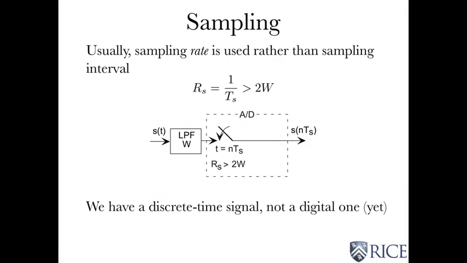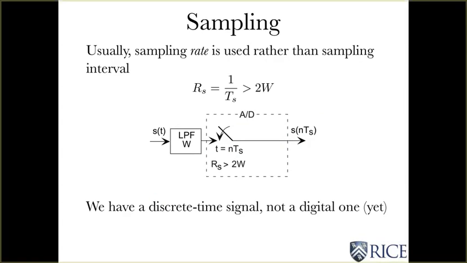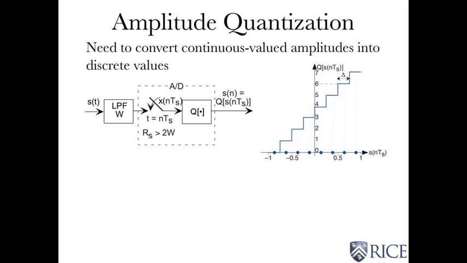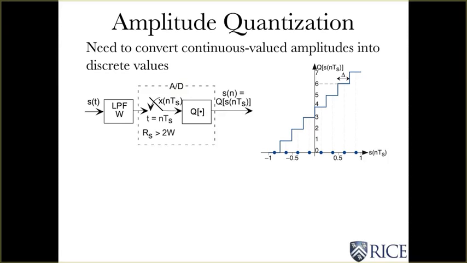We have a discrete time signal. Discrete time means we only have the signal values every T sub s seconds. But it's not digital yet, because the values coming out of here are continuous in general. If you put in a sine wave, we get all kinds of different values. It's not a discrete set of amplitude values. We have to do that phase next, and that's the next part of a real-world A to D converter.